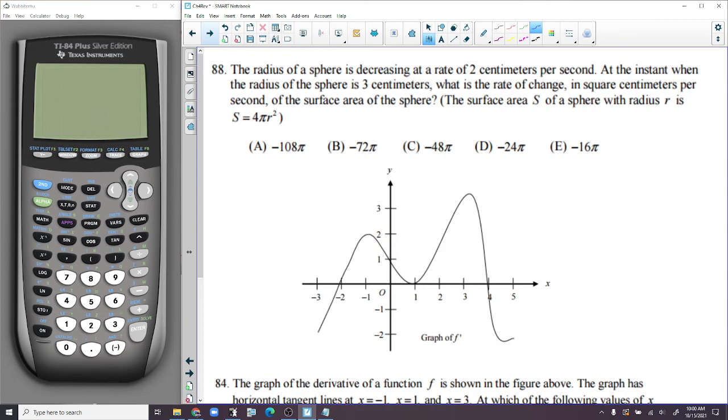The radius of a sphere is decreasing at a rate of 2 centimeters per second. Radius decreasing 2, so dr/dt is equal to negative 2. At the instant when the radius of the sphere is 3, when r is 3, what is the rate of change in square centimeters per second of the surface area? So what is dS/dt? So there we've organized the information. I highly recommend you write that stuff down. Looking back through the problem takes more time than just taking the time to jot this stuff down.